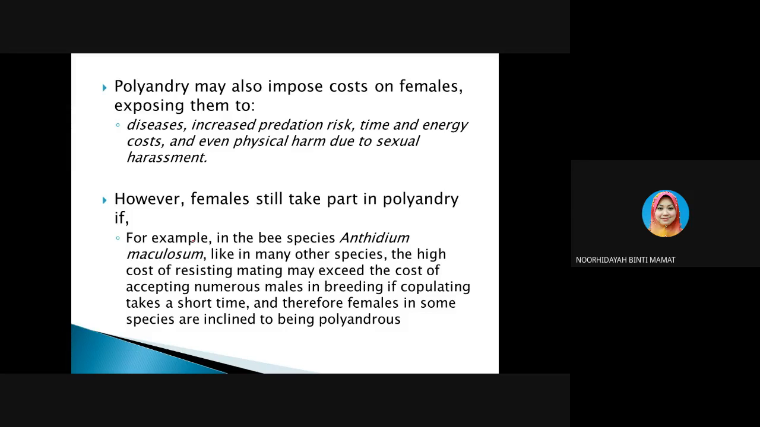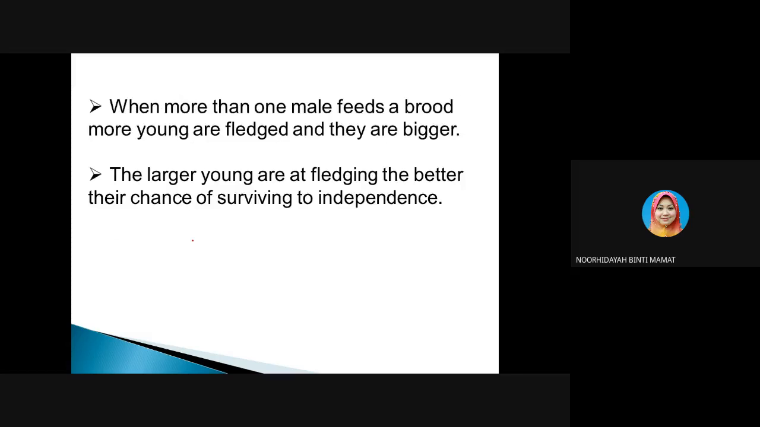And also they will get the material benefit. So when more than one male feeds a brood, more young are fledged and they are bigger. So the larger the young at fledging, the better their chance of surviving to independence. So that is why even though polyandry still imposes a cost on the female, they still have benefit to herself, right?